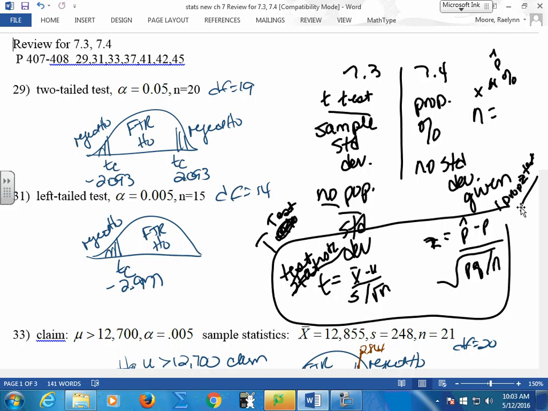How to tell the difference? Okay. I'm going to wait till you guys finish copying that.